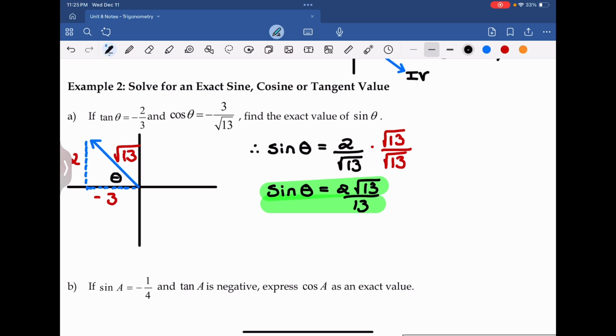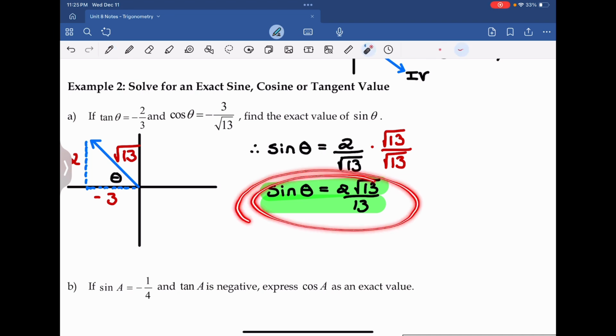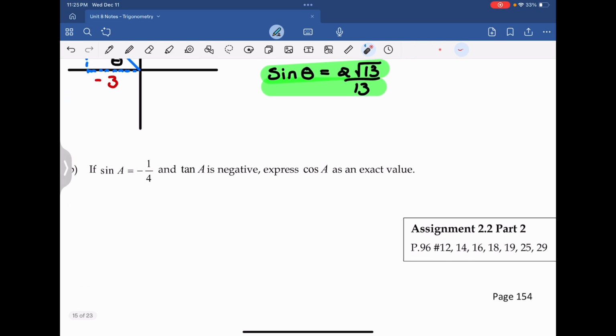Okay, so use these two ratios they give you in combination to figure out that alternative trig ratio that they're looking for, or the exact value. And again, should this make sense that it is positive? Yes, because it's quadrant 2, and in quadrant 2, the only ratio that's positive is the sine value.